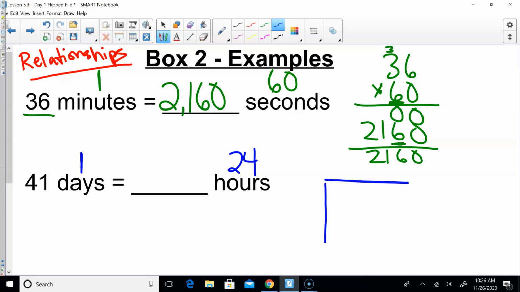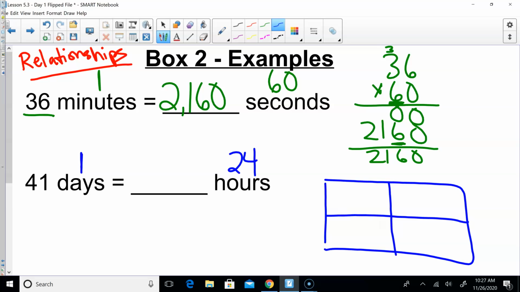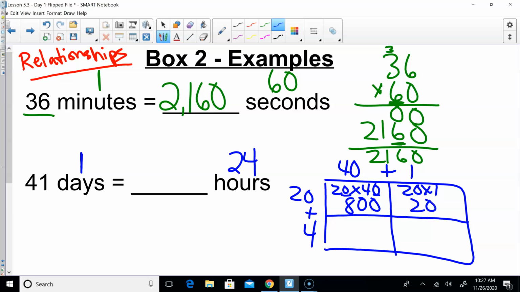And for old time's sake, just because I would like to, we're going to throw it in the good old-fashioned area model. Since I have a two-digit by two-digit number, I have 40 plus 1, and 20 plus 4. Remember, you can do whatever way works best for you. So 20 times 40 equals, well, I have 10 times 20, so that'd be 2 zeros in my problem. 2 times 4 is 8. 20 times 1 is going to give me 20. 4 times 40 is going to give me, well, I got a 10 here, 4 times 4 is 16. And 4 times 1 is going to give me 4.